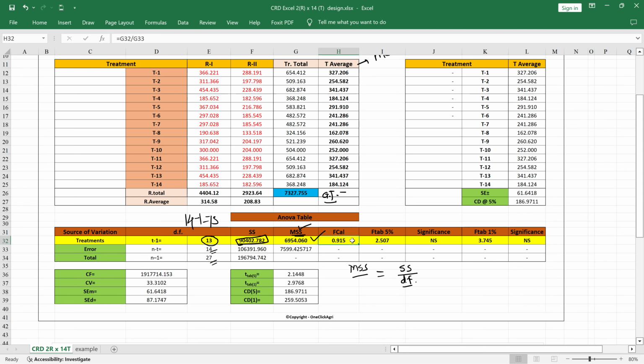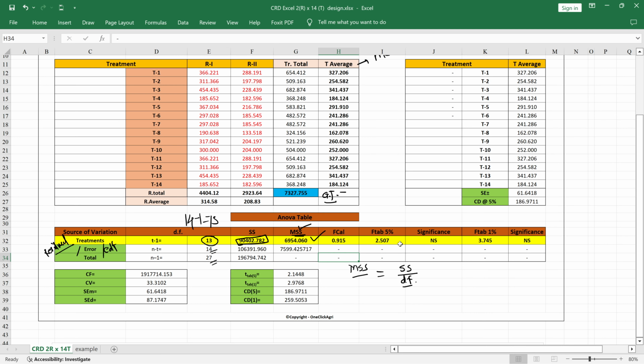Then we need to calculate the F calculated value. You can see here that it's a simple F calculated value. We need to consider the mean sum of square value divided by the error degrees of freedom, that is, the error mean sum of square. You can call it error, or also you can call it residual. Okay, so you will get the F calculated, and next you will get the F table value in our ANOVA table.